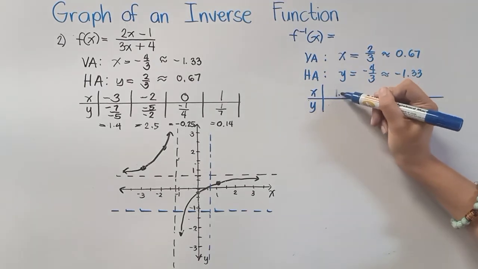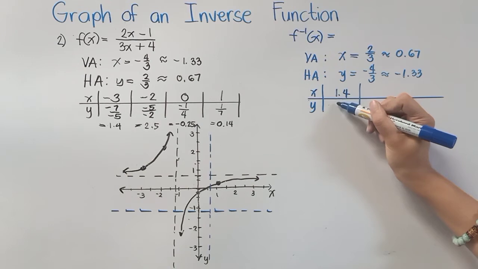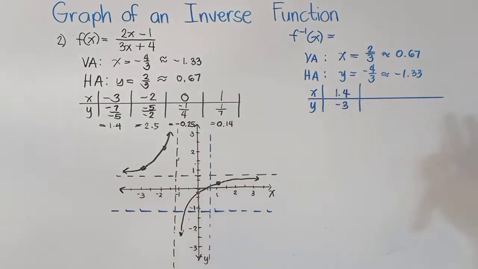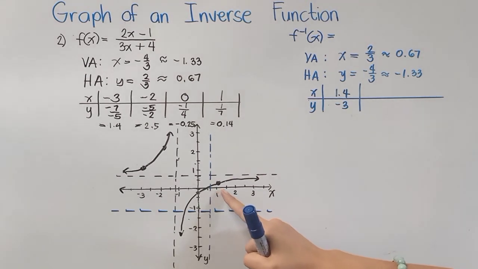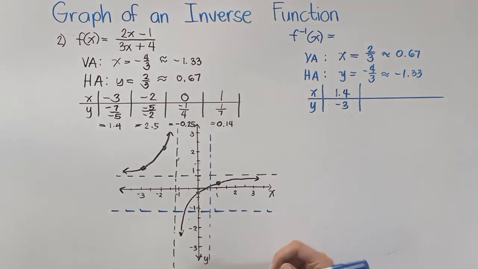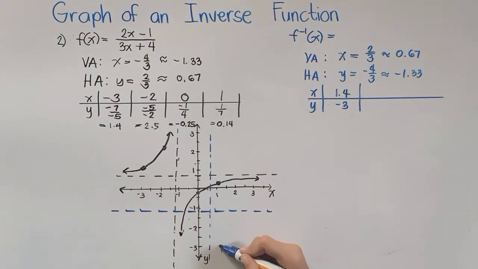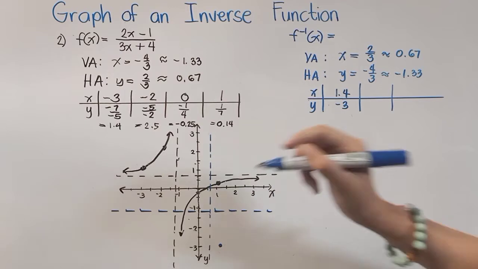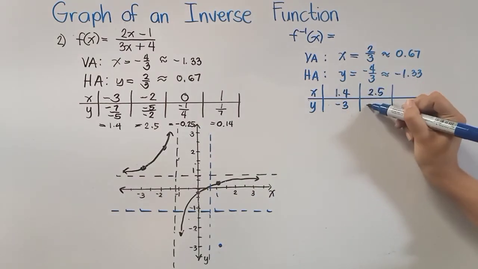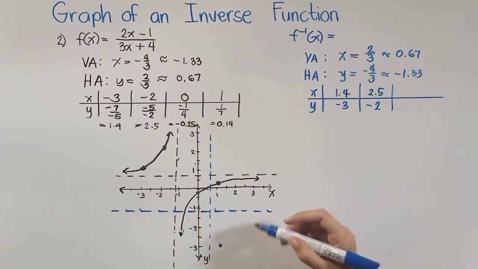So instead of negative 3, our x will now be 1.4 paired to negative 3. Locating that one in our Cartesian plane, we have here 1.4, negative 3. So it's in this point. And then, let us proceed to the second point, which is 2.5 paired with negative 2. So it's this point here.